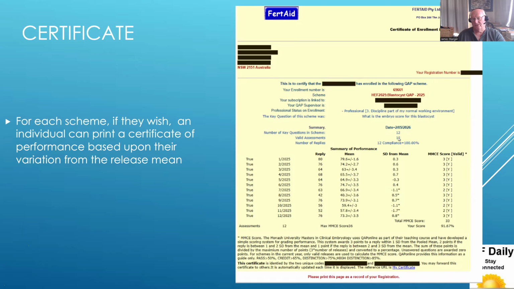You can also go and produce a report, which isn't really a certificate. It's just a report on your performance, where you are given a mark, 91%, based on how many standard deviations you were from the mean. So if you got 3 points if you're within one, and the 2 points if you're outside of one, etc.